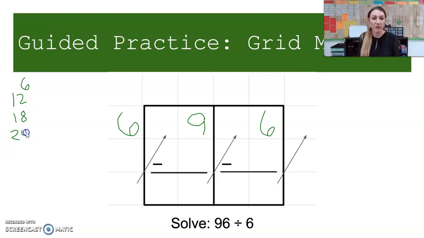And if you don't have your multiples memorized, remember multiplication is just repeated addition. So we're just adding 6 over and over. 6 plus 6 is 12, 12 plus 6 is 18, 18 plus 6 is 24. And just keep adding that 6 over and over. Try to keep these as neat as I can.